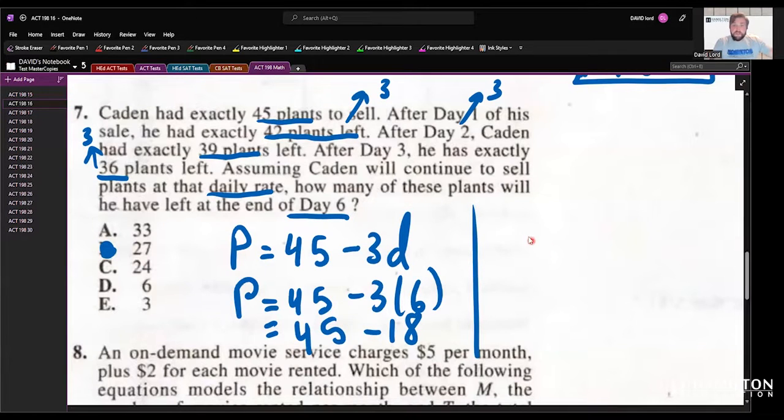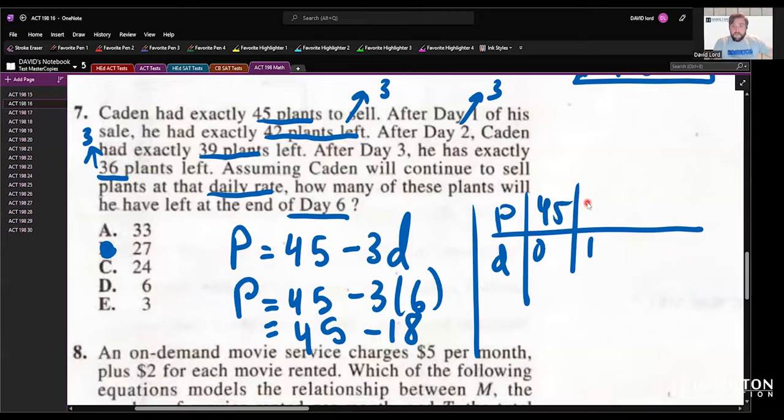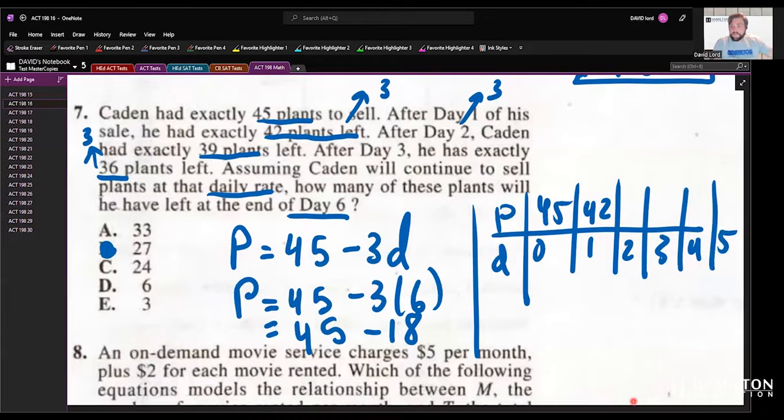Alternatively, you could just continue the trend. You could do plants and days here. And on day 0, he had 45. On day 1, he had 42. Day 2. So again, we can keep building it out until we get to day 6.